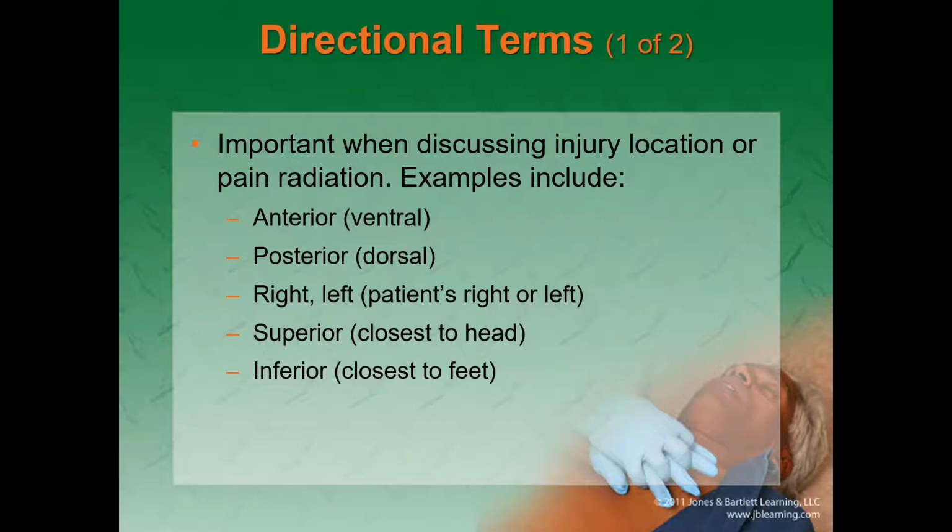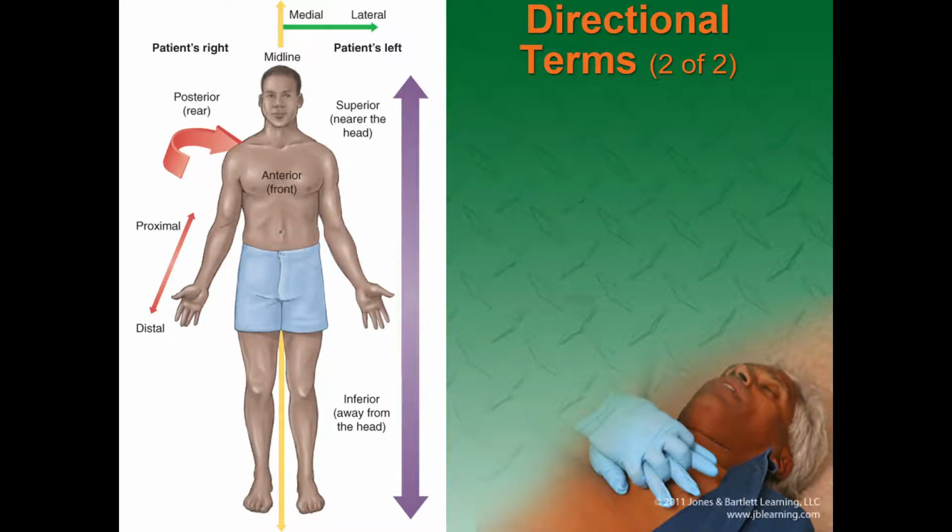Superior is closer to the head or on top of. Inferior is closer to the feet or underneath of. Here's kind of a representation. There's a couple of other terms you need to know. Proximal is closer to the point of attachment, typically going to be closer in towards the trunk of the body. Distal is further away from the point of the attachment.